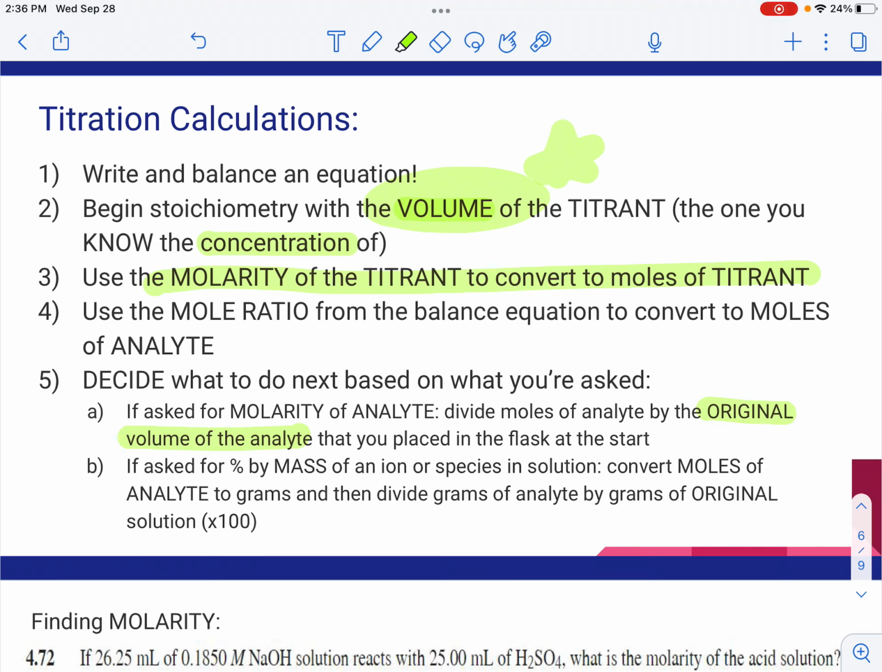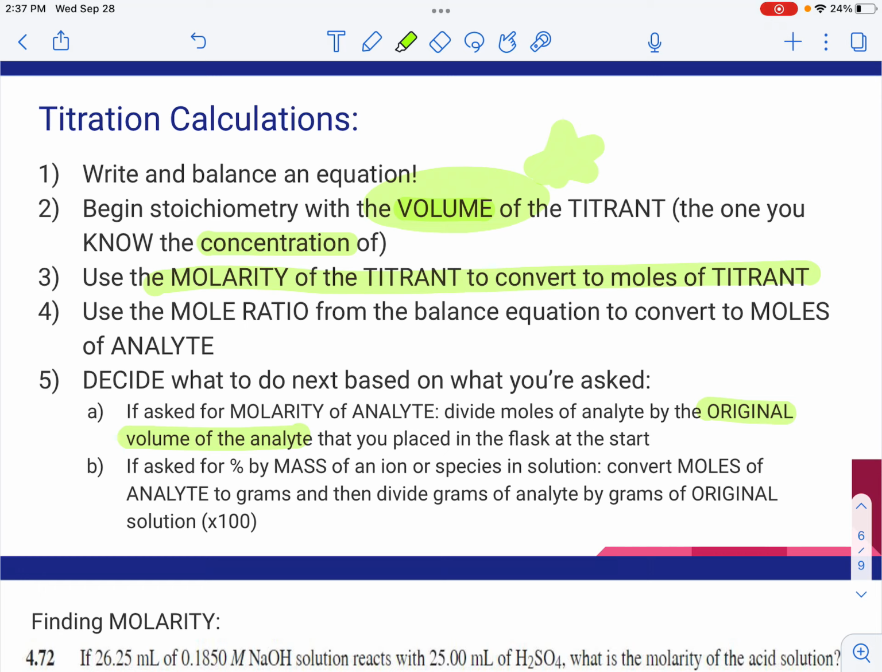But if you're asked to tell me what was in your flask before you reacted it, now you're going to use the original volume to tell me the original molarity. Okay, so this gets confusing and you have to really think about that. So if you need to, pause this and replay that little spot so that you can hear it one more time.